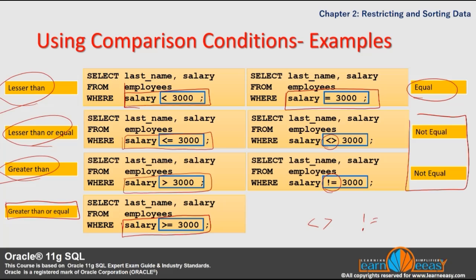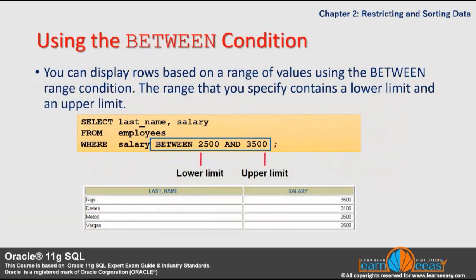Using the between condition. You can display rows based on a range of values using the between range condition. The range that you specify contains a lower limit and an upper limit. The select statement in the slide returns rows from the employees table for any employee whose salary is between $2,500 and $3,500. Values that are specified with the between condition are inclusive. You must specify the lower limit first.